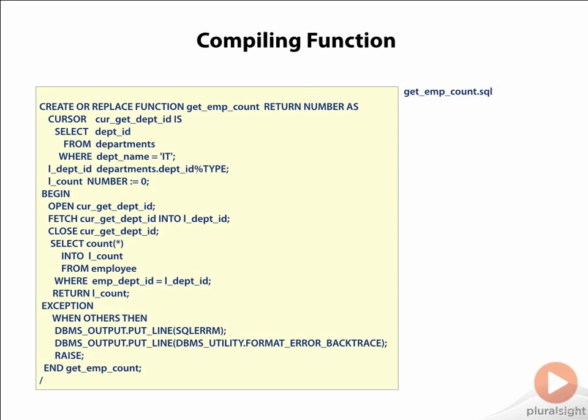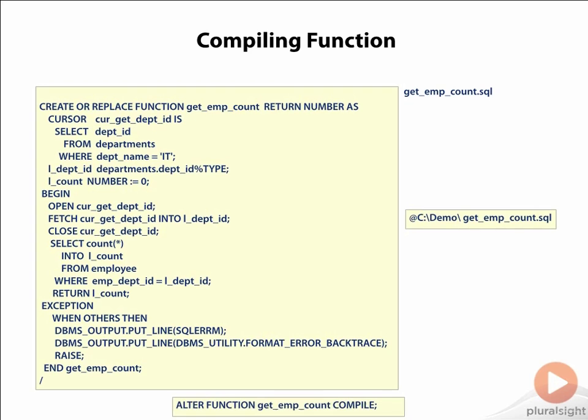If you have saved the function in a file, say getempcount.sql in the c:\demo directory, then again like procedures you can call that with the @ sign followed by the full path name of the file and hit enter in SQL Plus or by clicking Run Script in SQL Developer. You can also compile an already existing function like getempcount by doing alter function getempcount compile.